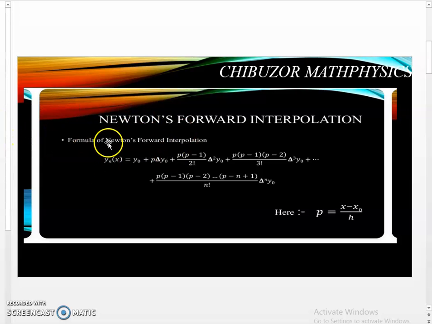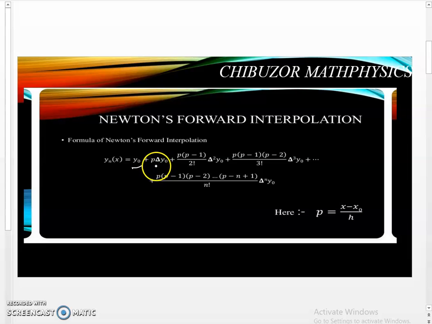Newton forward interpolation is given by this formula. Nx, of course, represents the function. This exactly is the function, and the function is given by y0. We have y0, so the function will be given by y0 plus p. P will be a constant.